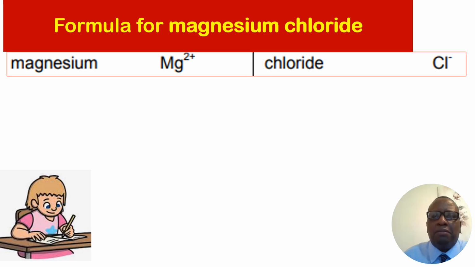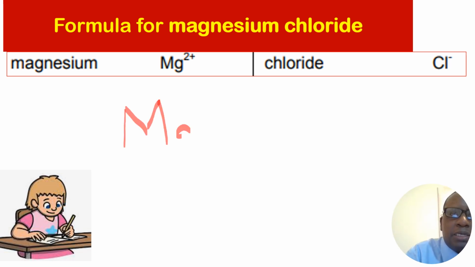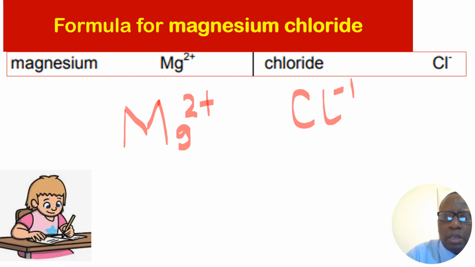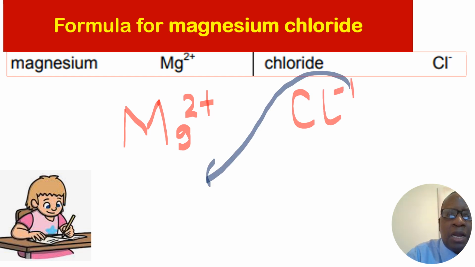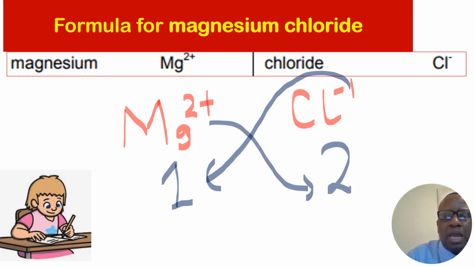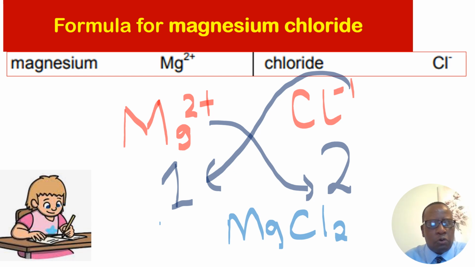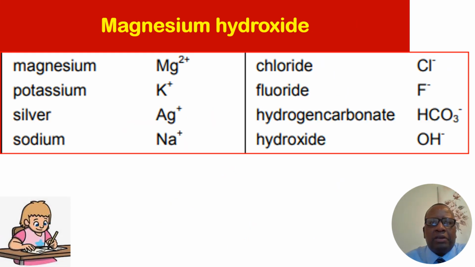Then let's look at the next one, magnesium chloride. If I'm given magnesium chloride, this one comes here and this 2 comes here. How many magnesiums do I have? I have got 1 magnesium and 2 chlorines, magnesium chloride. That's going on very well.